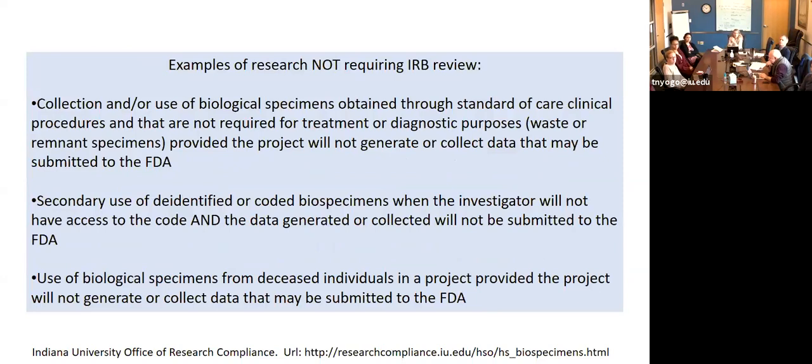So this is your first category, right? Collection and use of biological specimens obtained through standard of care clinical procedures. So a patient who comes in and has a biopsy of their cervical cancer, a patient who comes in and has a blood HCG test, those kinds of things. The waste or remnant of that specimen can be used in research if it is de-identified, and that is not human subjects research. Secondary use of de-identified coded biospecimens when you don't have a code, and use of biological specimens from deceased individuals in a project provided the project will not generate data for the FDA.